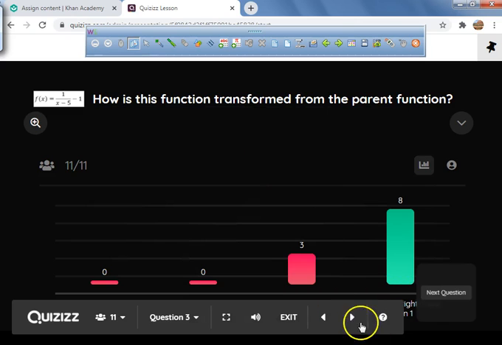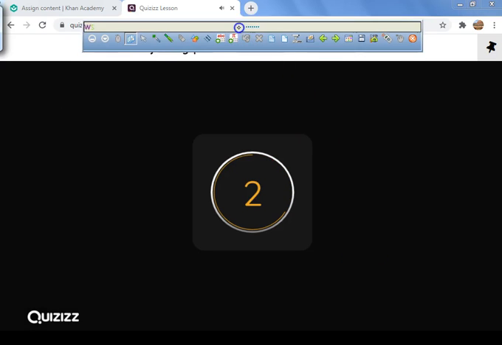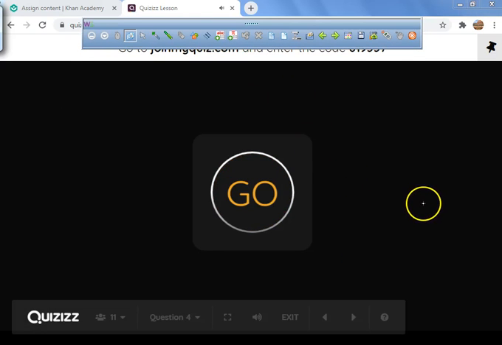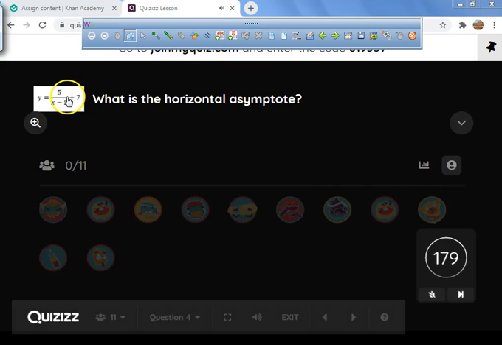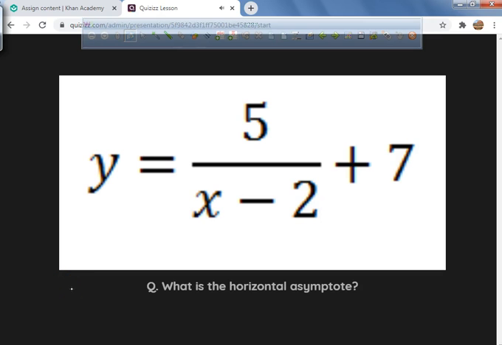Let me pause real quick. Somebody has a question. All right, here we go. Next question. What is the horizontal asymptote?